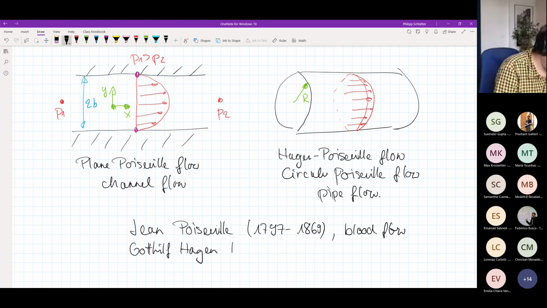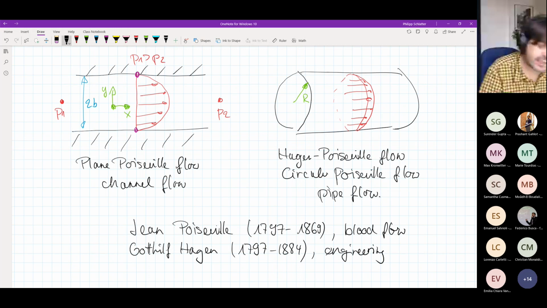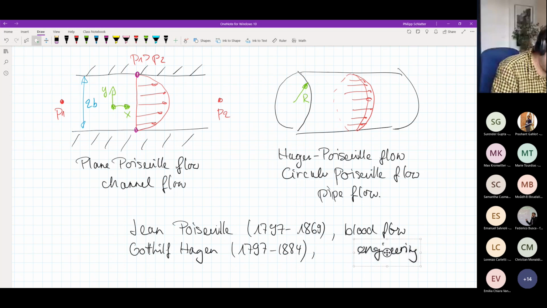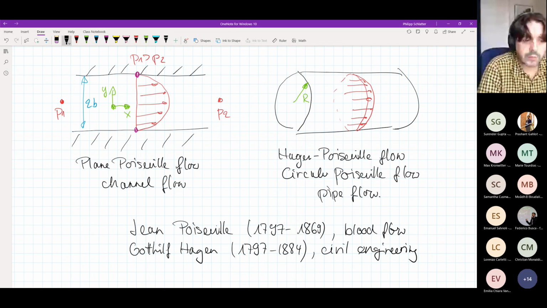and he lived also at the same time, 1797 to 1884, and he was mainly interested in engineering. So he was a civil engineer, and he looked at sewage pipes and civil engineering. So these two people came from two different sides, but ended up with the same problem.